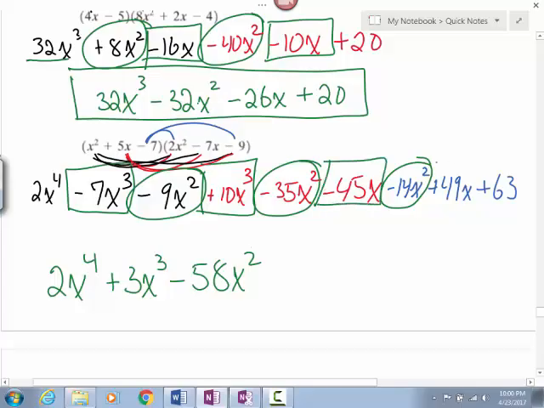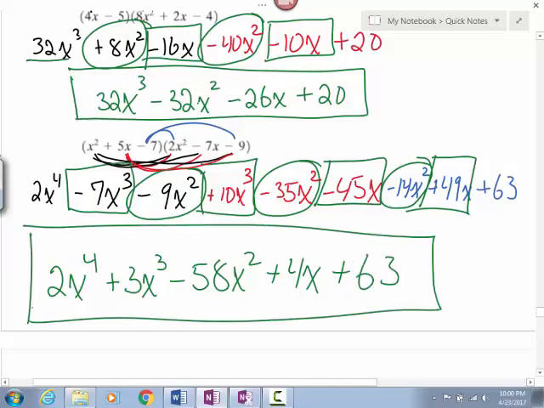Okay, and then our x's, here we go. A negative 45x and a plus 49x should leave us with a plus 4x. And then finally at the end, a plus 63. Wow. So that's a pretty big problem there.